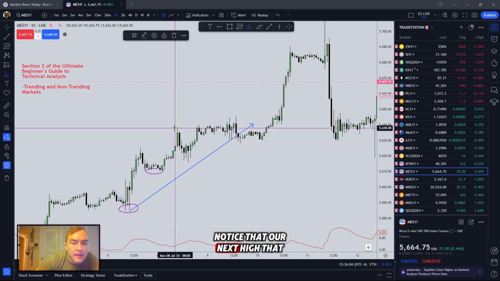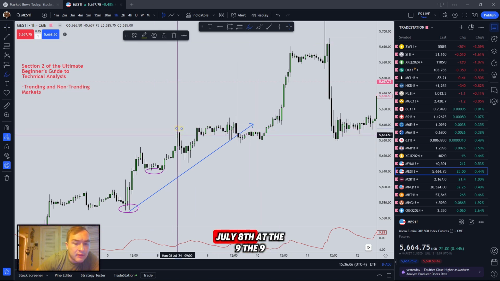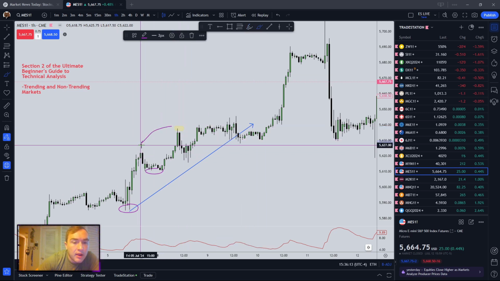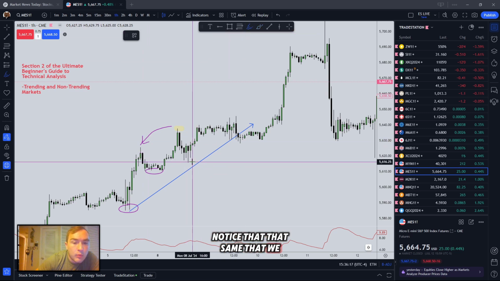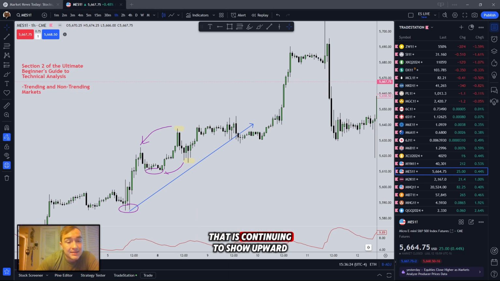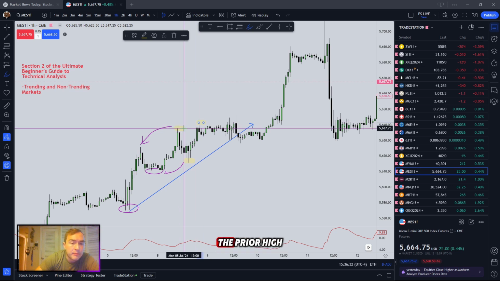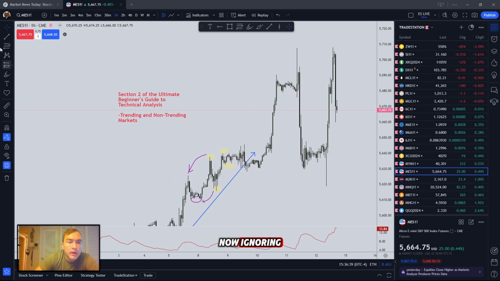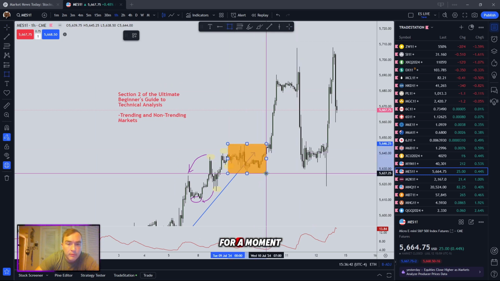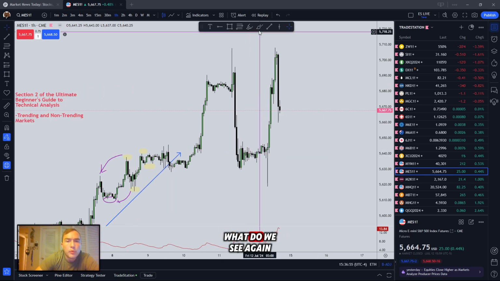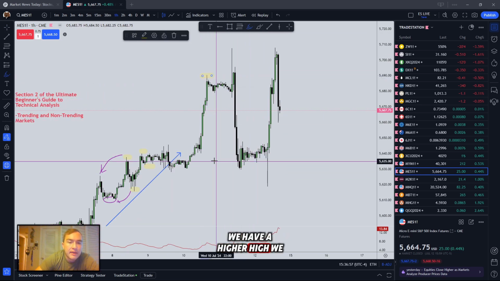Okay, so notice that our next high that we form on Monday, the 8th of July at the 9 a.m. candle is higher than the prior high. Notice that we form another low, and it's higher than the prior low. That is continuing to show upward trending. Our next high is higher than the prior high, the next low is higher than the prior low. We continue to trend higher. Now, we're just going to ignore this section of price action for a moment. What do we see? Again, we have a higher high, we have a higher low.